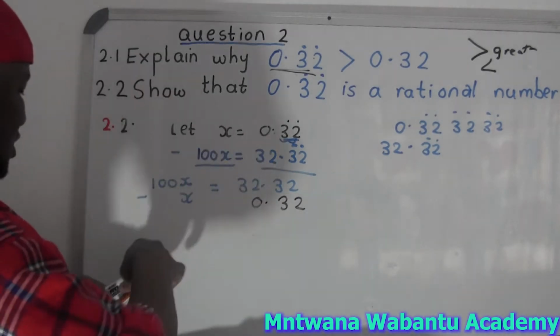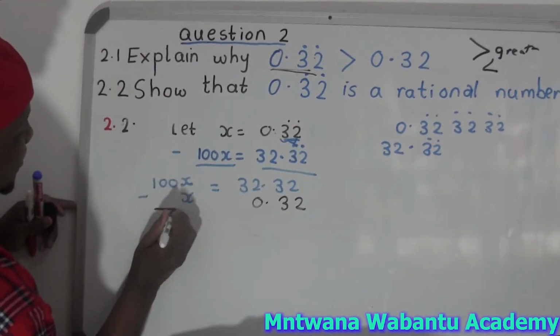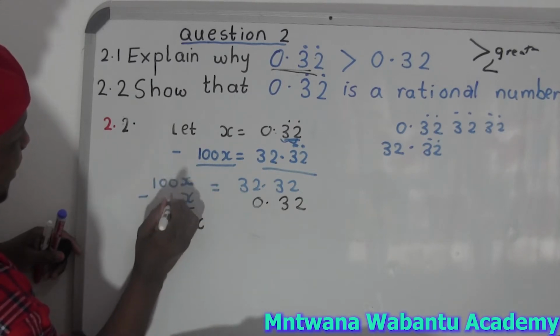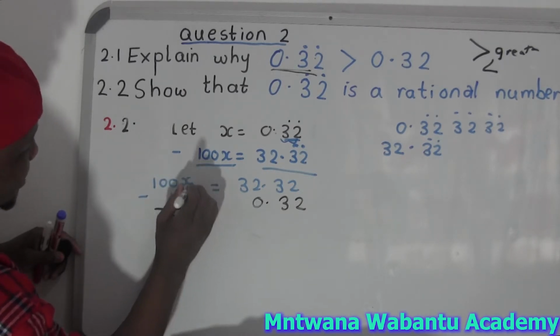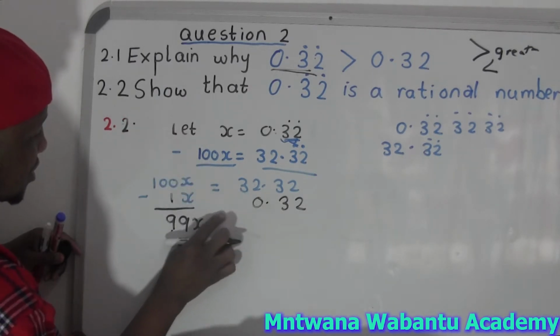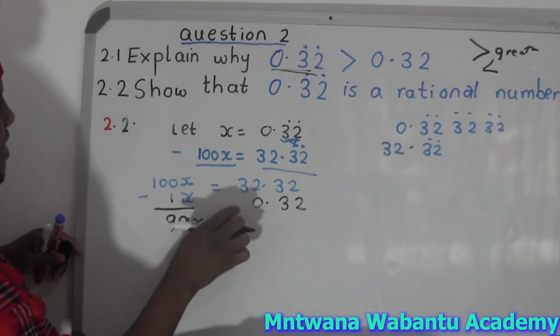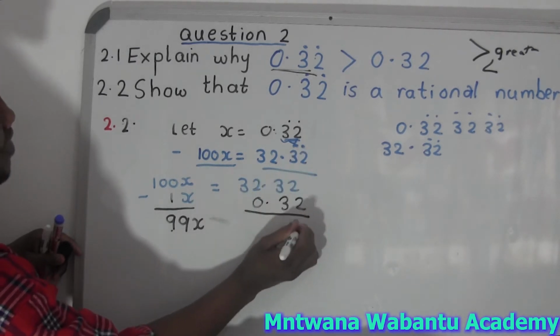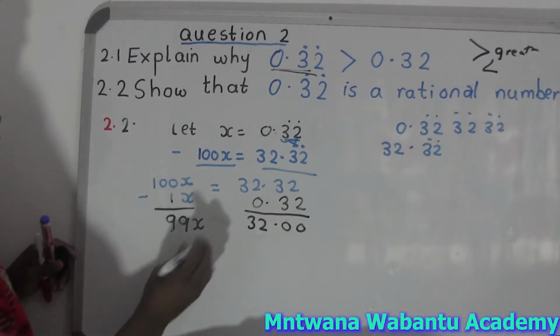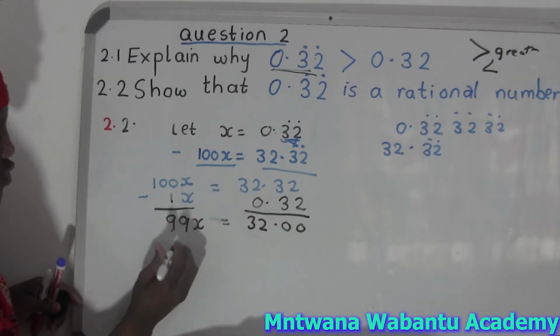Okay, so if you subtract, it's going to give us 99x, because 100 minus 1 is 99. Like 100 oranges minus 1 orange is 99 oranges. In this case it's x, not orange. Now we subtract 32 minus 32, which is 0, and 0.32 minus 0.32 is 0, so this is going to give us 32. So we have 99x equal to 32.